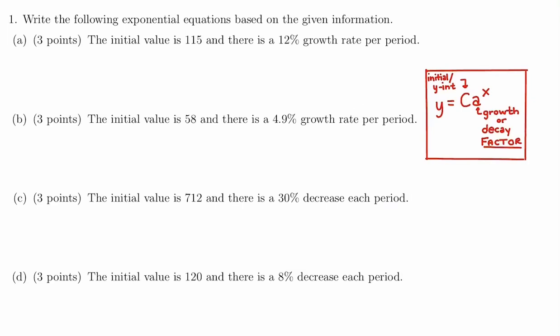Let's work on writing exponential functions based on the given information. So the general form for an exponential function is y equals c times a to the x. C is always the initial amount or the y-intercept, and a is either a growth factor or a decay factor.